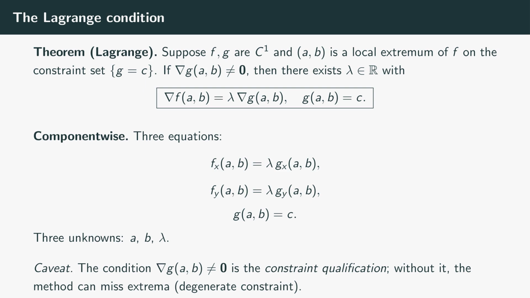The constraint qualification, the gradient of g not equal to the zero vector, is usually trivial to check, but you should always check. If the gradient of g vanishes somewhere on g equals c, the Lagrange method can silently miss an extremum that lives at that degenerate point.